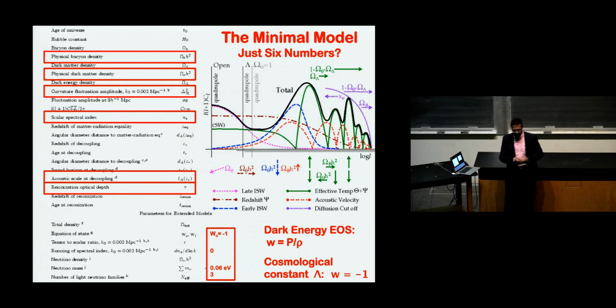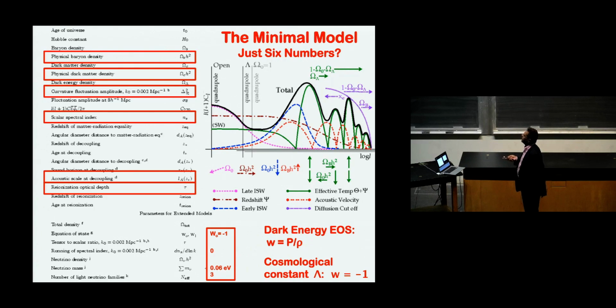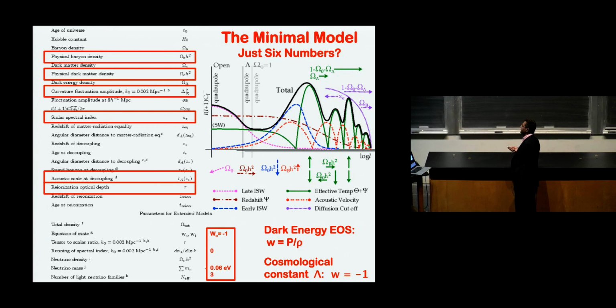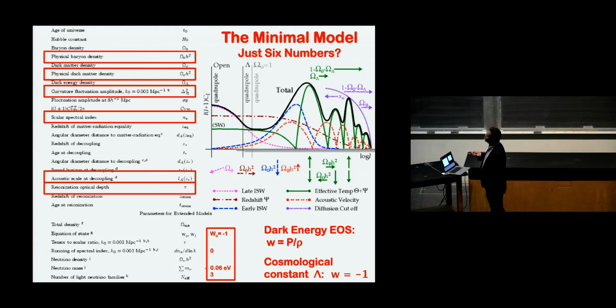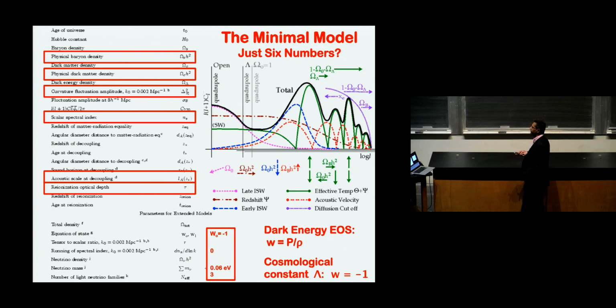So the simple thing to do, the first approach to get a handle, has been to adopt a minimal model. The minimal model has essentially 6 parameters. We have the baryon density, we have the dark matter density, we have a characteristic scale having to do with when the photons and the baryons are released from each other.